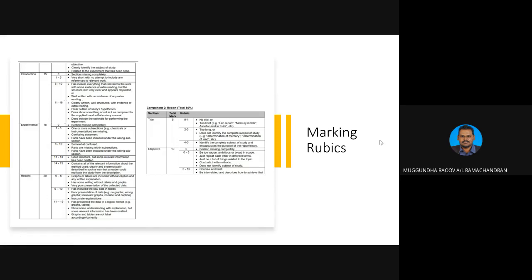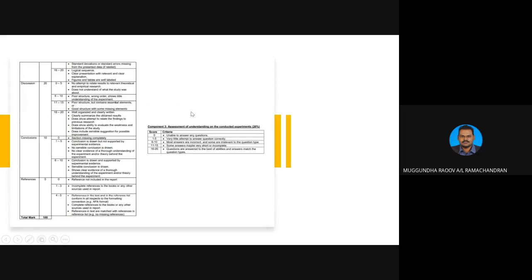In your lab manual for SID 2003, you have the rubrics. Am I right, class? So you may use the rubrics here. I already put it in the slide as well for your information. The rubric is for the lab reports only. The total marks for the lab report will be 60%, and there is another 20% for the understanding of the conducted experiments.